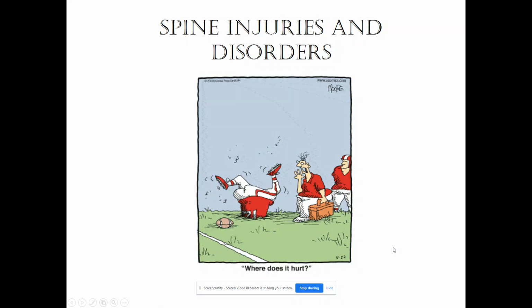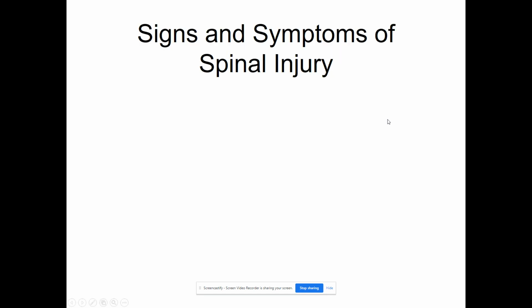All right. Welcome to this lesson on spine injuries and disorders. You'll need to take out the packet of notes that we have as we're going to finish out the notes together on this last bit of information. So, we're going to go through this slide here that says signs and symptoms of spinal injury.